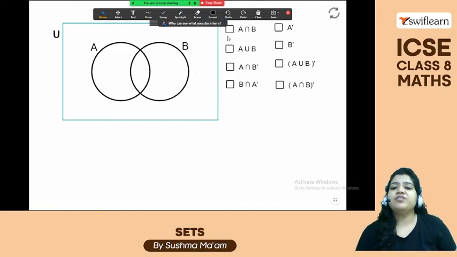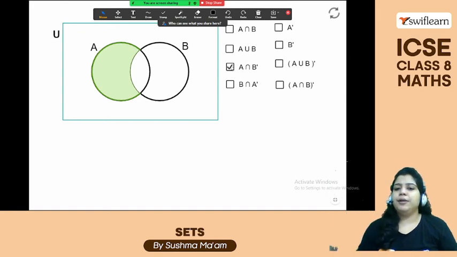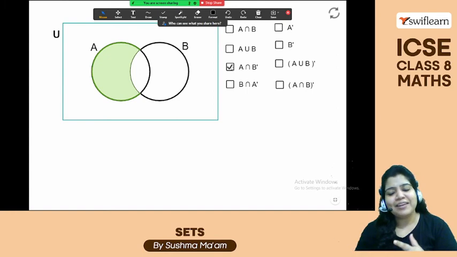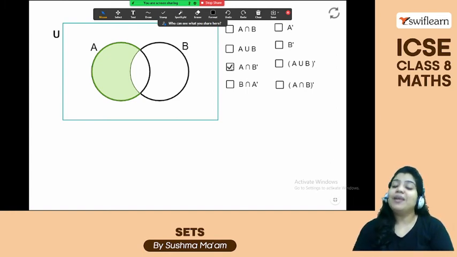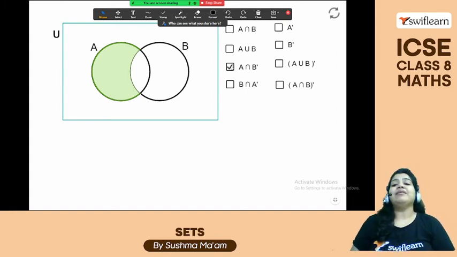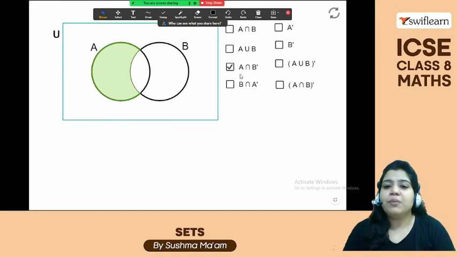So A intersection B means this part is the intersection. A union B means the whole. A intersection B complement means leave the B, or you can say A minus B. A minus B or A intersection B complement, same. B intersection A complement means B minus A, yeah.